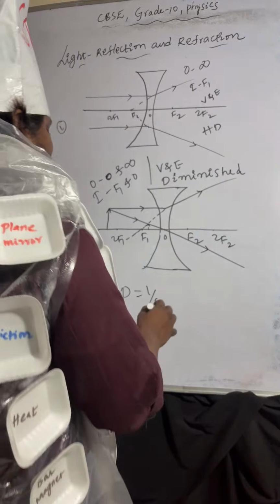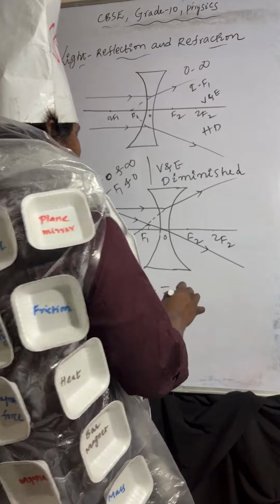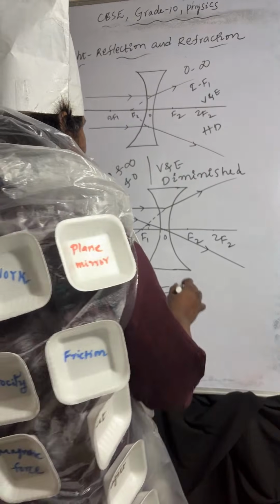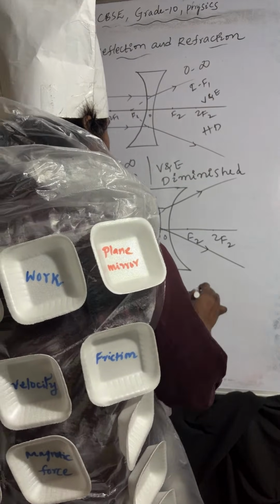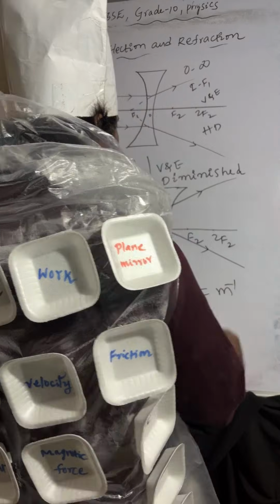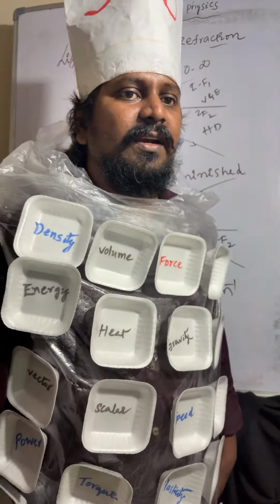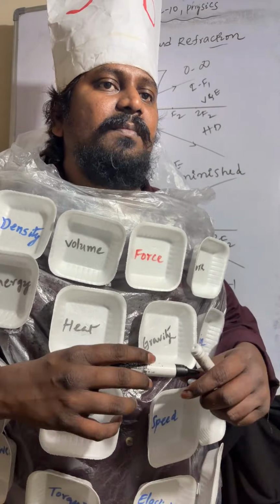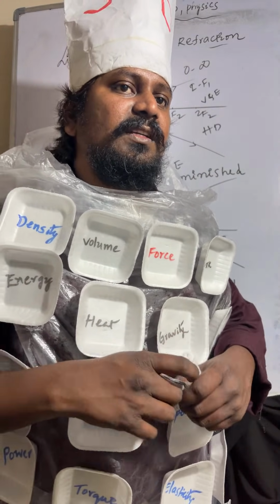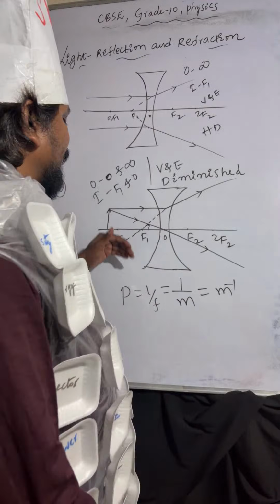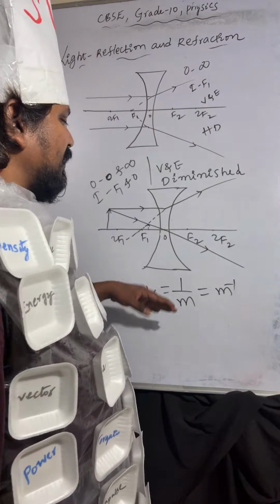The reciprocal of focal length, the degree of diverging or converging of a lens achieved, is known as the power of a lens. The SI unit of power of a lens is the diopter. I hope it is very clear.